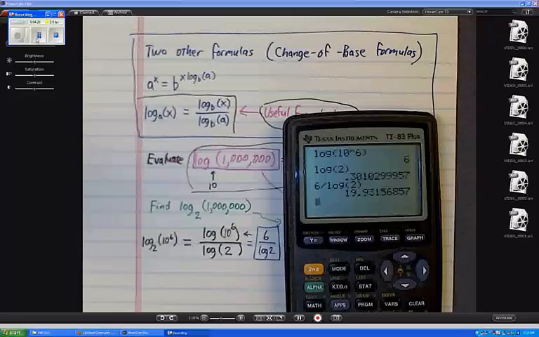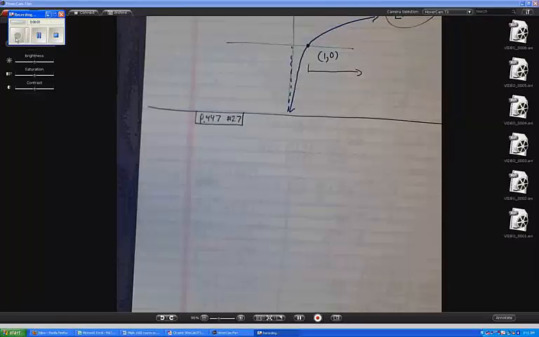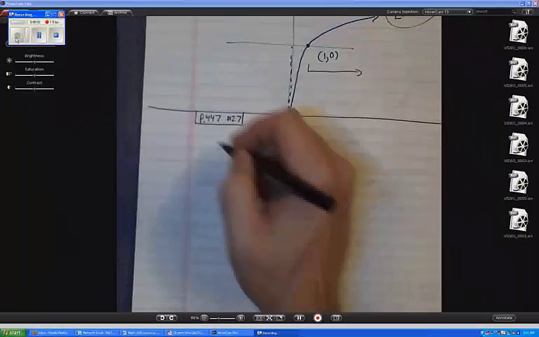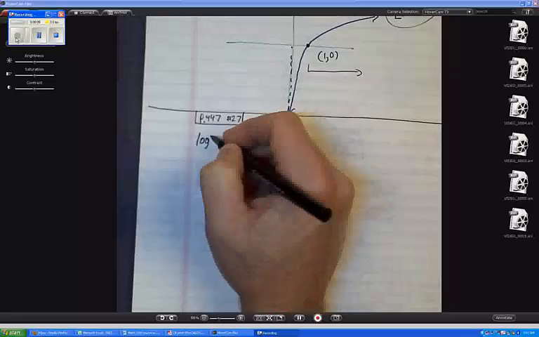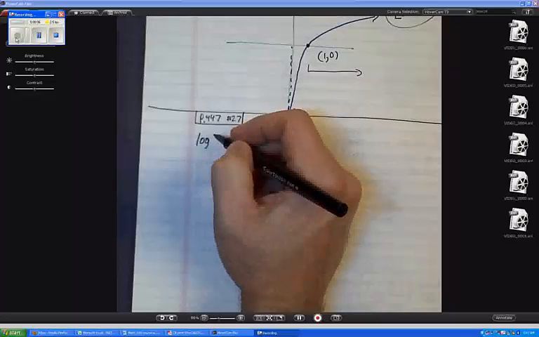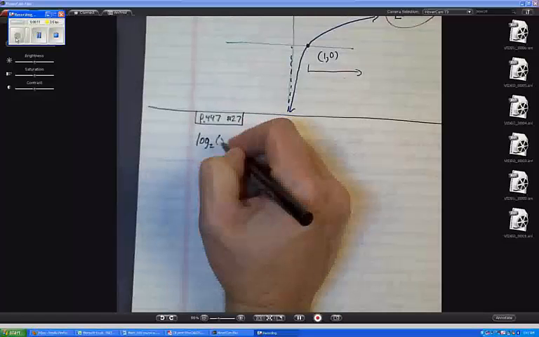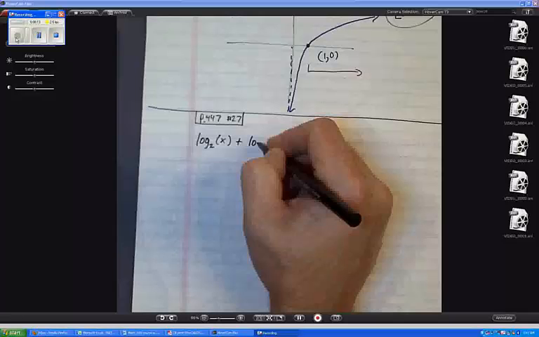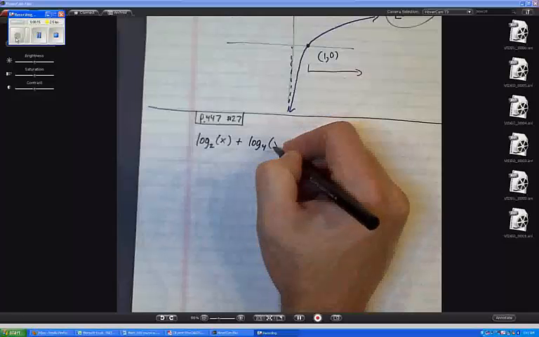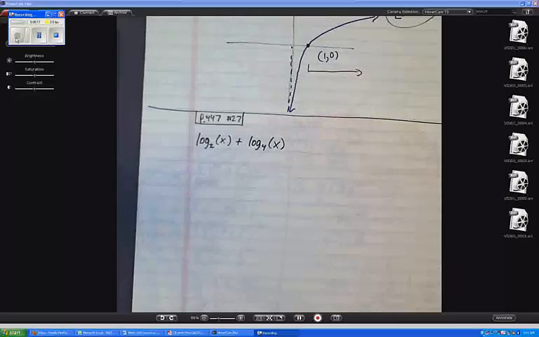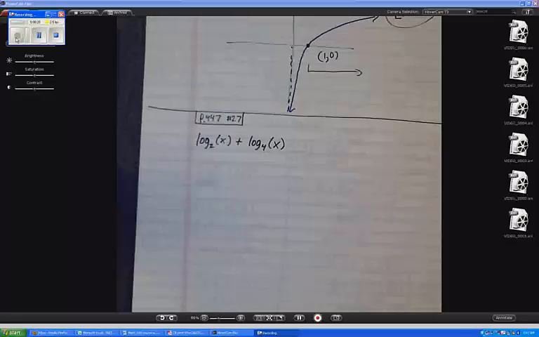All right. Log base 2 of x plus log base 4 of x. Okay. That stinks because now I can't combine with the log laws unless I have the same what? The same base. Well, that's a pain.